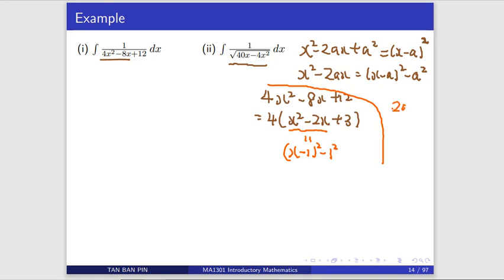You just take 2ax as 2x. You have 2ax; here you have 2x. That means 2ax is 2x, so a is 1. So you sub a as 1 here. That's why it's x minus 1 squared minus 1 squared.